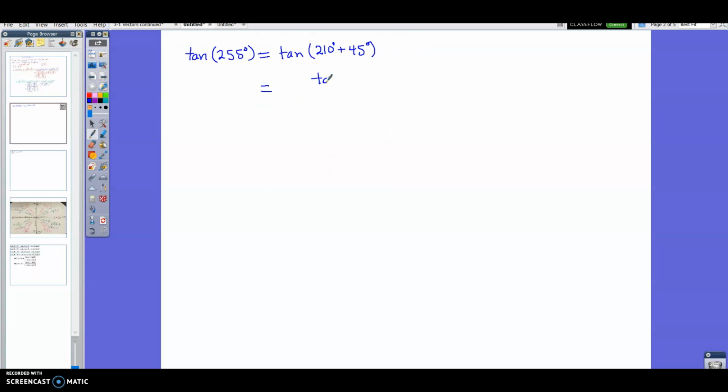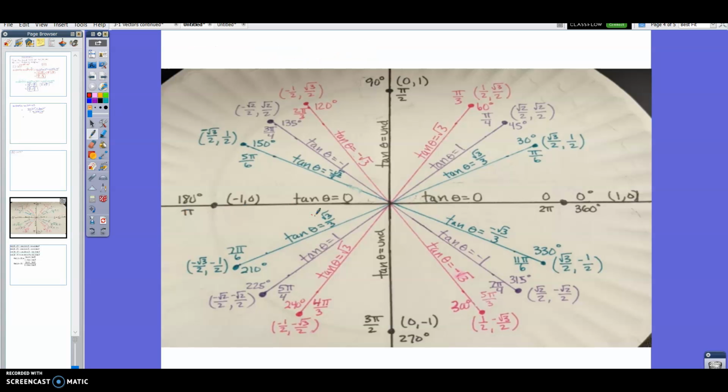So we're going to have the tangent of A, which is 210, plus the tangent of B, which is 45, divided by 1 minus the tangent of A times the tangent of B. So just like all the other ones, we're going to basically replace our tangent values with the values from our unit circle. So the tangent at 210 degrees is the square root of 3 over 3.